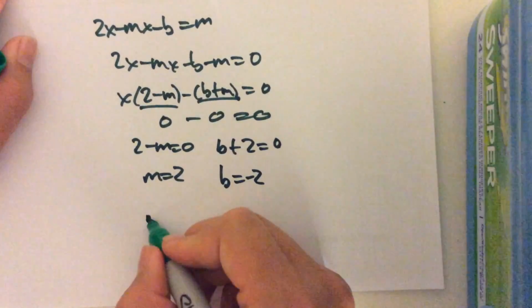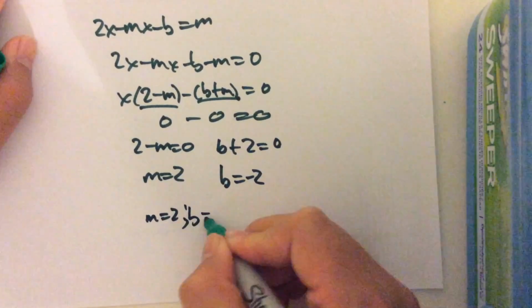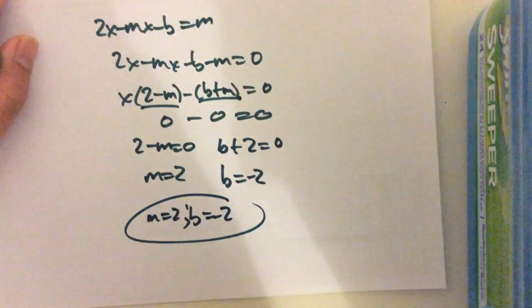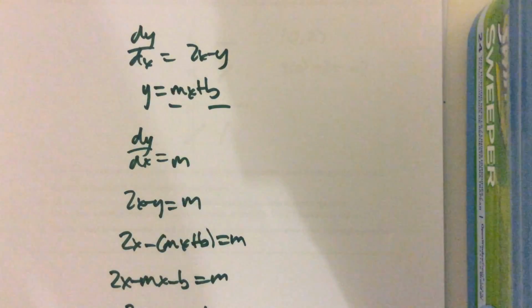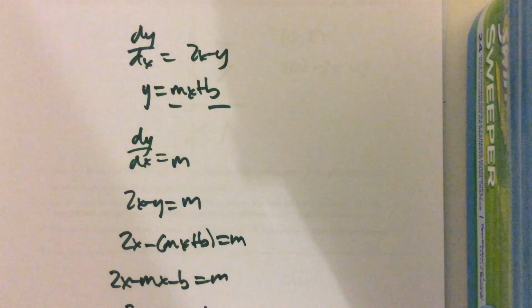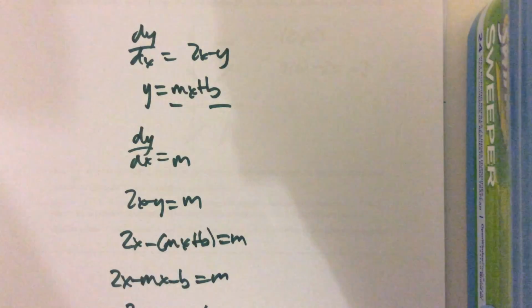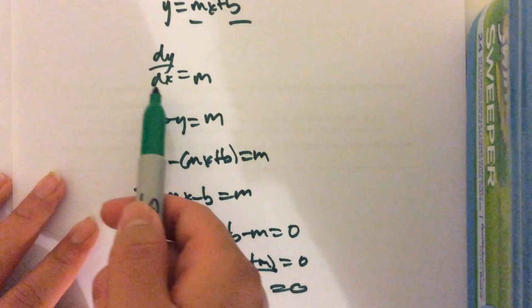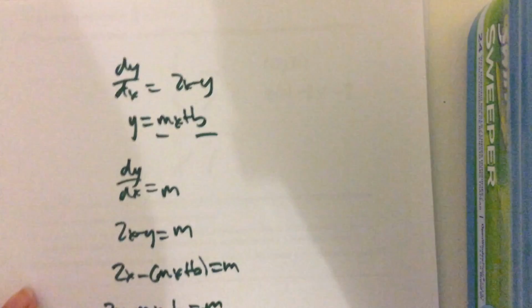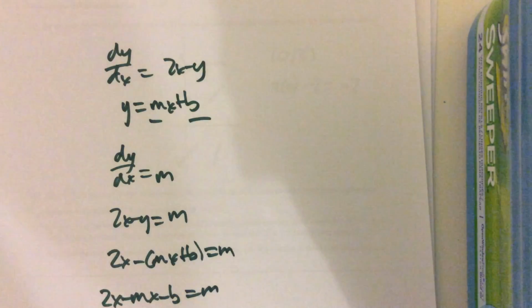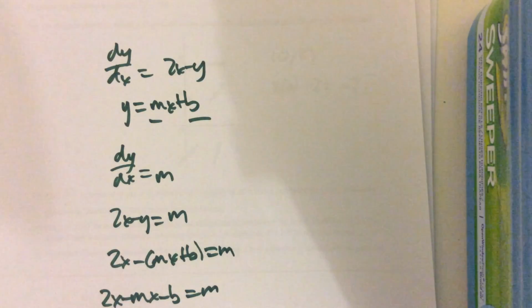So our final answer is m is equal to 2, b is equal to negative 2, which is the solution to the differential equation up here. So this problem is worth 3 points. The first point is from knowing to take the derivative of this. The second point is setting the derivative equal to this. And those parts are very tricky because sometimes you wouldn't think of substituting like that. And the last point is, of course, the answer itself.